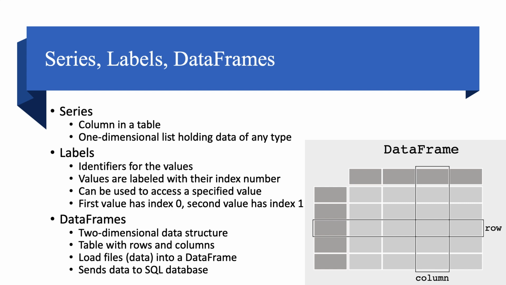And the last term I wanted to share with you is data frame. A Pandas data frame is a two-dimensional data structure, like a two-dimensional list, for example. But in simplest terms, it's better described as just a table with rows and columns, as you can see from this image here. And the beauty and simplicity of data frames is that we can load files of data right into it, like a CSV file, and we can also send the data from the data frame to a SQL database. So very powerful stuff with very little lines of code.